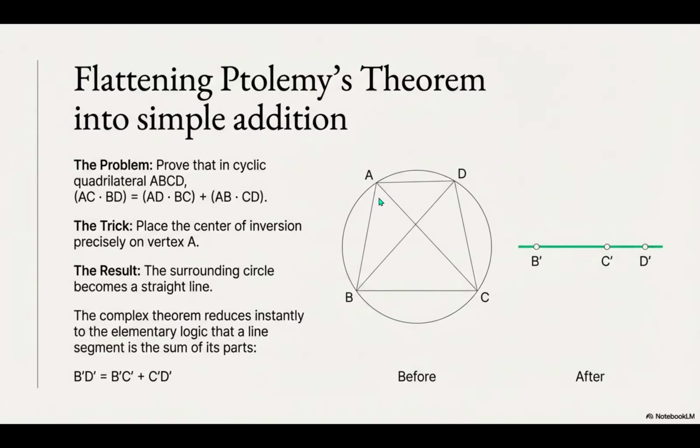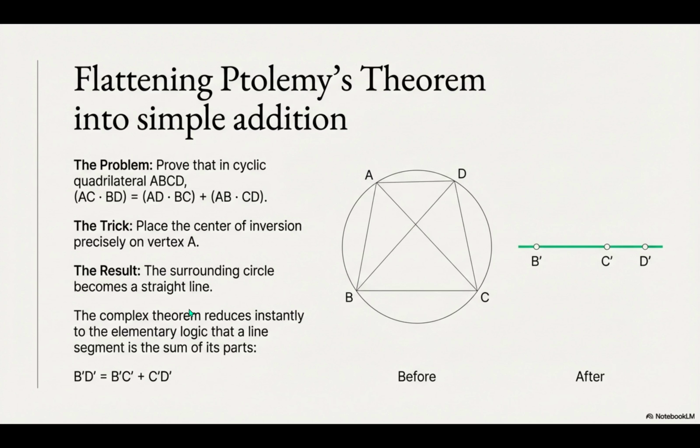Right. Ptolemy's theorem states that the product of the diagonals equals the sum of the products of the opposite sides. It's a mouthful just to say it. Exactly. Trying to prove that mathematically with standard geometry is a nightmare. You have to draw a bunch of auxiliary lines, find similar overlapping triangles, track complex internal angles. It is tedious. But the sources say inversion fixes this instantly. How does our geometric cheat code actually solve Ptolemy's theorem?